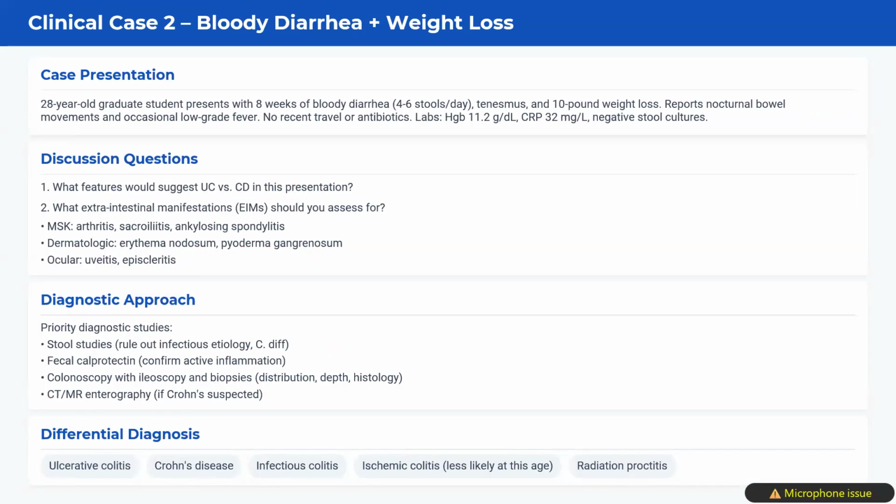This 28-year-old graduate student, the symptoms, 8 weeks of bloody diarrhea, 4 to 6 stools a day, tenesmus, weight loss, 10 pounds, low-grade fever, H&H is 11, CRP is elevated, negative stool culture. What are we describing here? This is a chronic inflammatory state. So we're trying to distinguish between ulcerative colitis and Crohn's disease. What tells you the distinction? Well, the tenesmus, bloody diarrhea, and continuous symptoms, that is the calling card of ulcerative colitis.